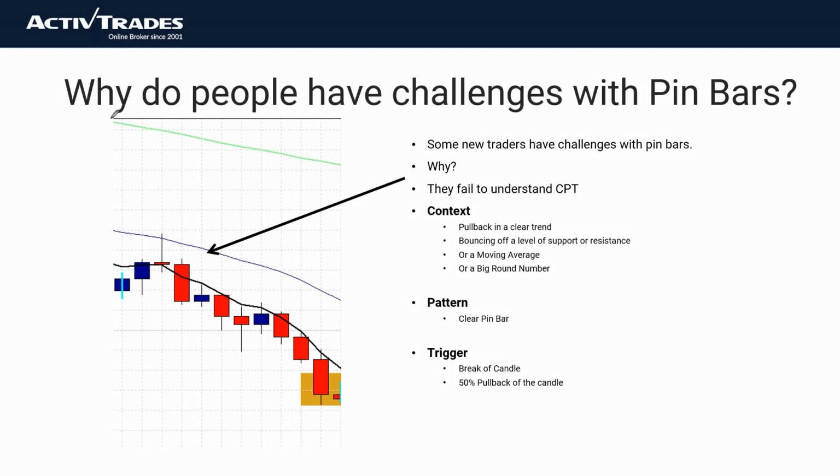So I thought this would be a good time also for us to have a chat. Why do some people have challenges with pin bars? Why do some people not like them? Why do they struggle with them? Quite often what I find is that new traders can have challenges trying to trade pin bars. And my view is that the reason they may have a challenge is because they fail to understand the CPT, the context, the pattern, and the trigger, and in particular, the context.